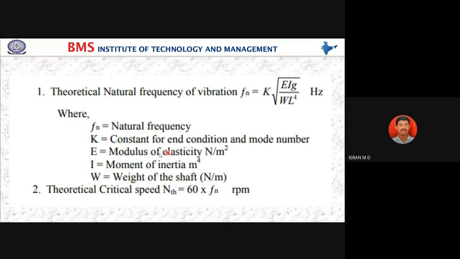Again, we have the Young's modulus of this particular material, 2 into 10 power 5. Then I is the moment of inertia, so we know that pi d to the power of 4 divided by 64, because this is the circular shaft of 5 mm diameter. Again, weight of the shaft per meter, Newton per meter. So we have the data of this one also.